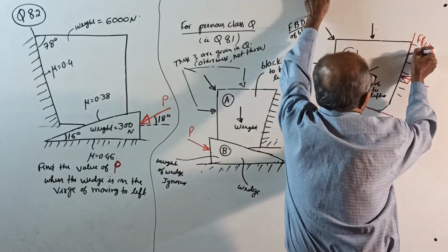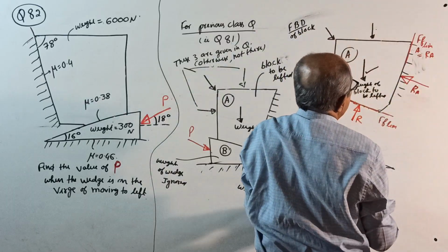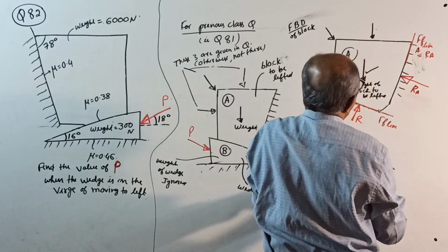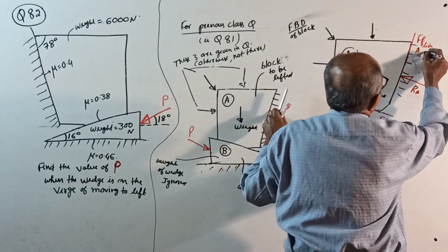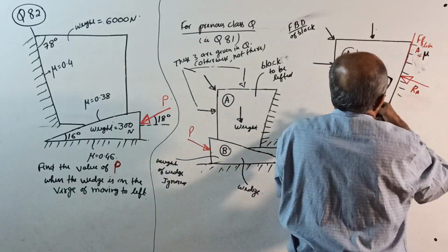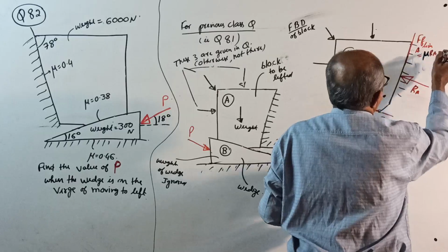FF limit for A, suffix not required, equal to what? Equal to whatever mu is given here. Last time, I don't know how much mu. Mu given here into RA. Extra suffix not required, RA.